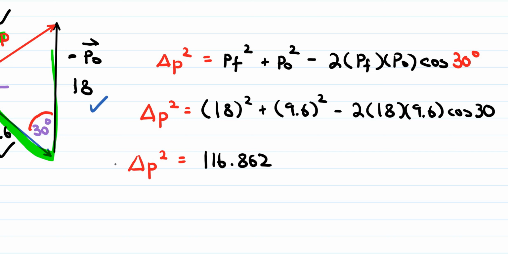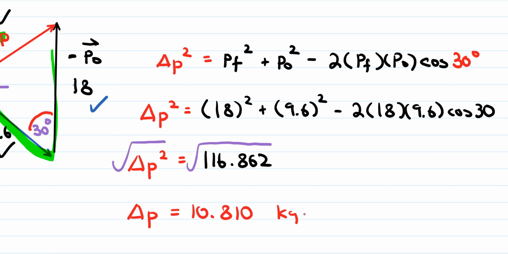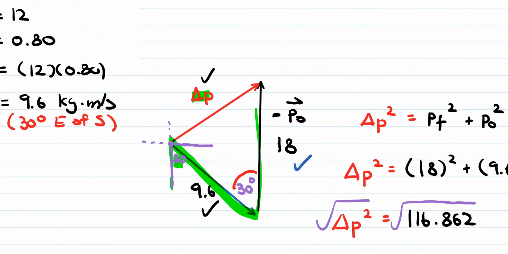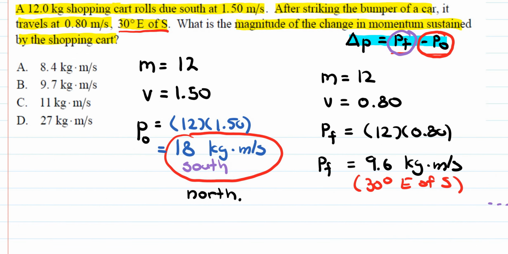116.862. And then we can square root both sides. And then the magnitude of the change in momentum here is equal to 10.810 kilograms times meters per second. And if you want to round this up to the next nearest number here, that'll be 11 kilograms times meters per second. And we can stop there because this question is only looking for the magnitude here. So if I go back to my options here, I guess option C would be the best answer here.